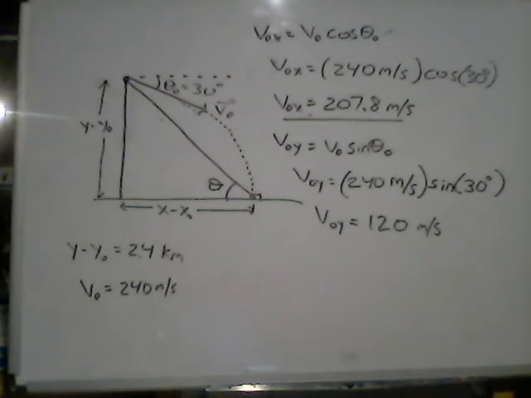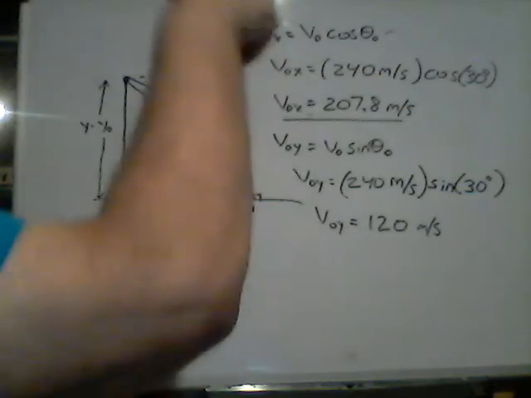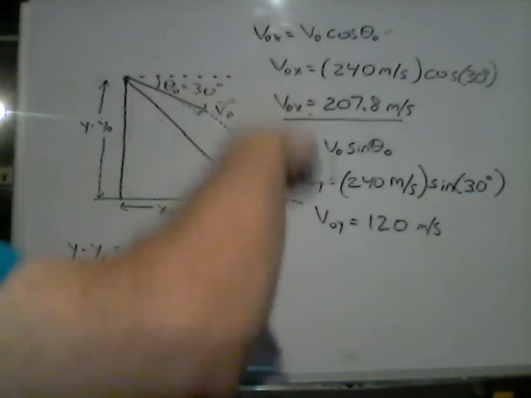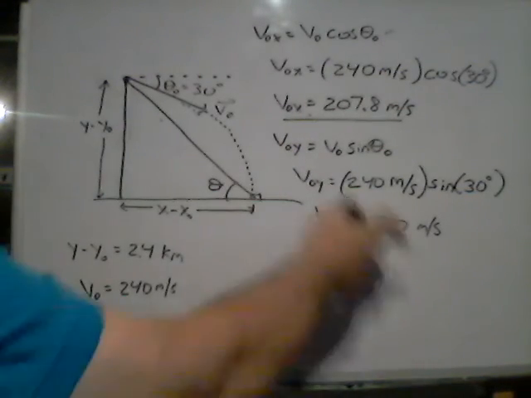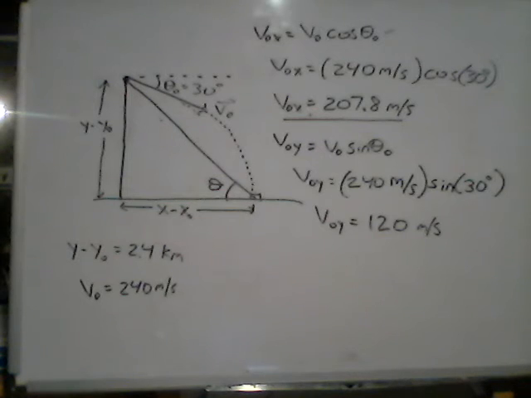What's going to happen in the vertical direction is it's going to start off with a 120 meter per second trajectory, and then there's going to be a gravitational acceleration down toward the ground, and this final velocity is going to be larger. Essentially, we don't need to know the final velocity. What do we need to know for this problem?